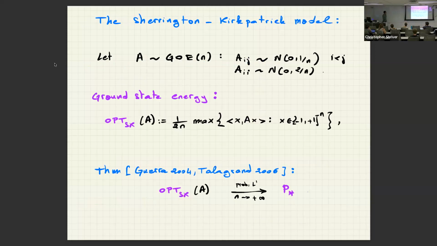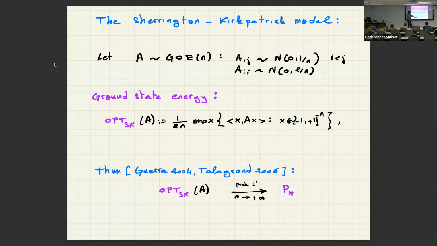So where does the P star come from? It comes from a model called the Sherrington-Kirkpatrick model. Let me introduce it. It's almost the same optimization problem, except that instead of the adjacency matrix of a random graph, I'm looking at a GUE matrix. So look at a GUE matrix and try to maximize this quadratic form over the hypercube. Divide by n for scaling.